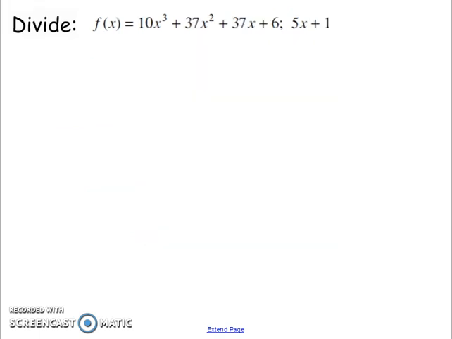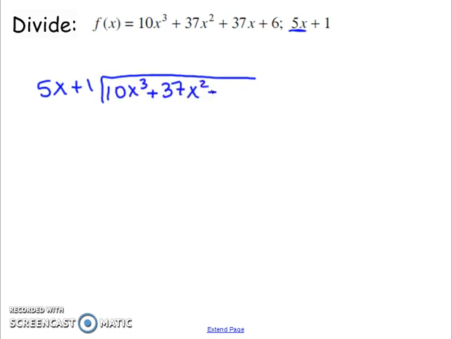Okay, so let's look at this one now. So now this one, same idea, but now we have a 5 in front of our x. But it works the same way. So 5x plus 1 on the outside. 10x cubed plus 37x squared plus 37x plus 6.